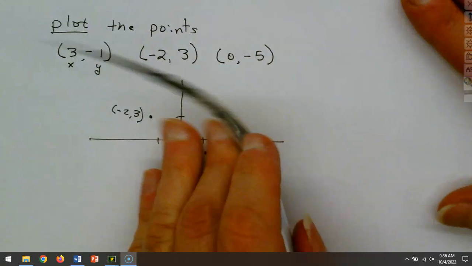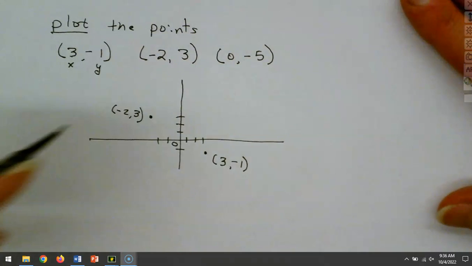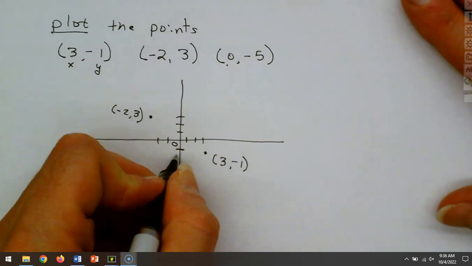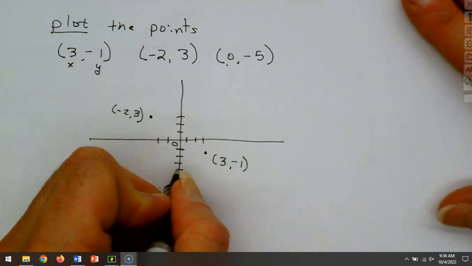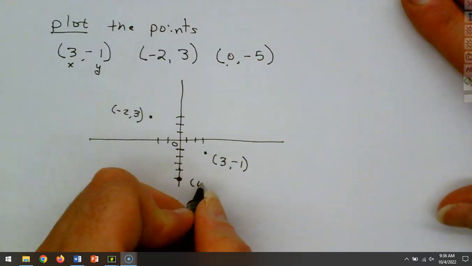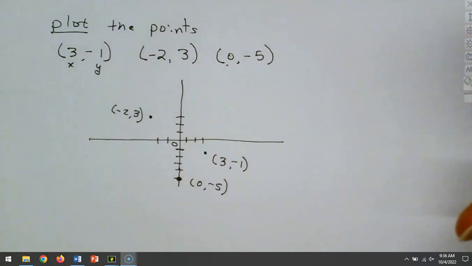And our last point would be at 0. X is 0. Y is the -5. So that's down 1, 2, 3, 4, 5. And that would be your point, 0, -5. So that's how you plot ordered pairs. Should be a review for most of you. Now, what about graphing a line?